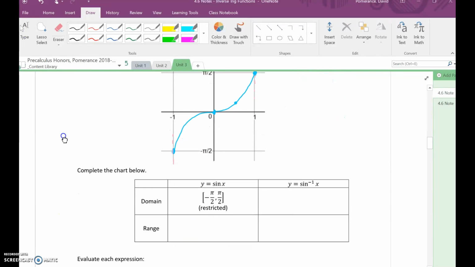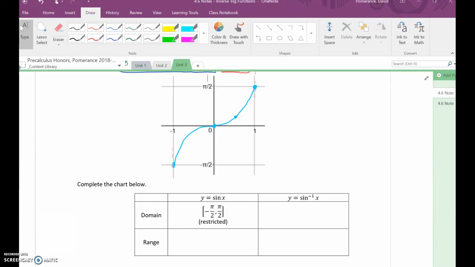So we restricted the domain of sine of x to x values from -pi/2 to +pi/2. That is still part of our problem, right? We still see a -pi/2 and a +pi/2, but they are now on the y-axis. So now we're talking about that being the range of the inverse function.